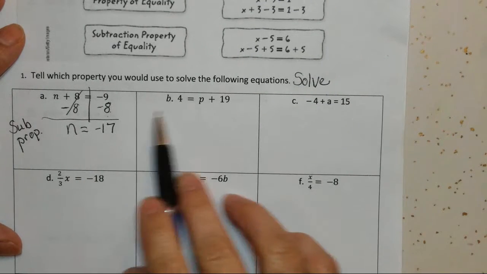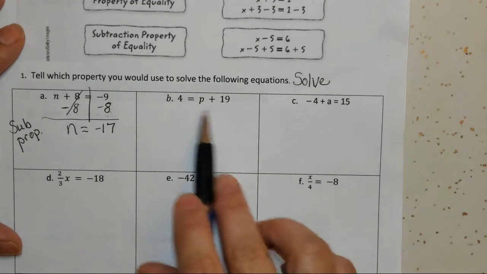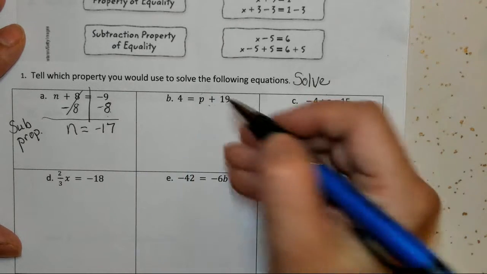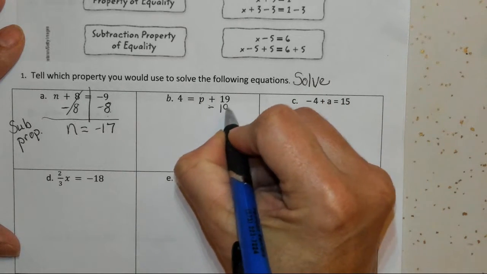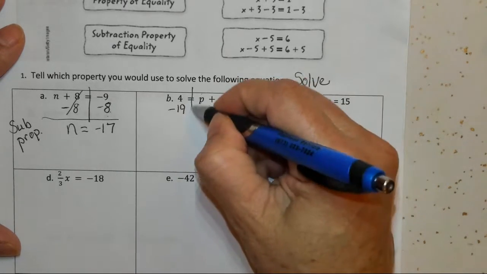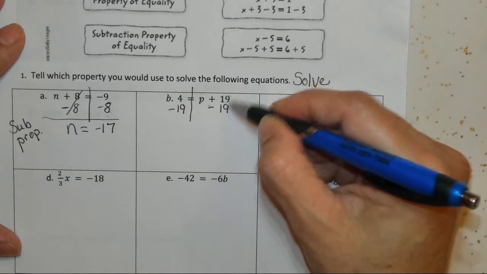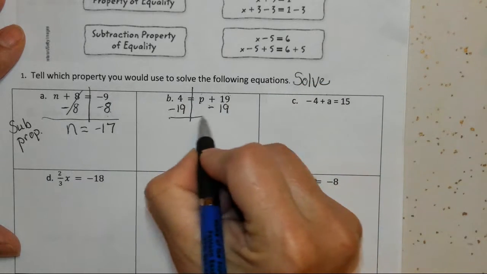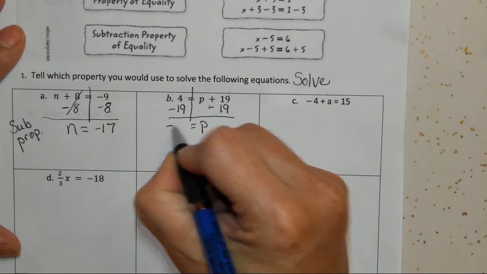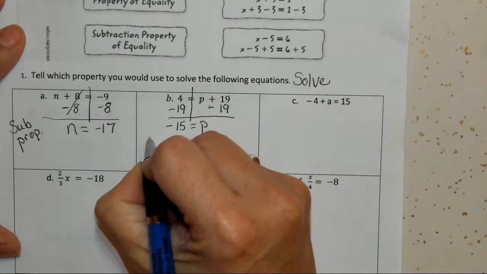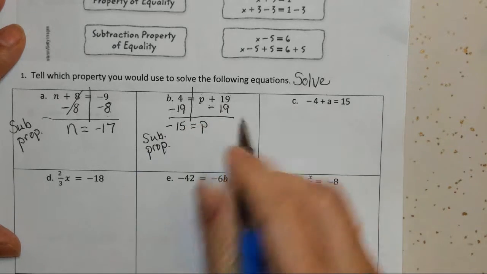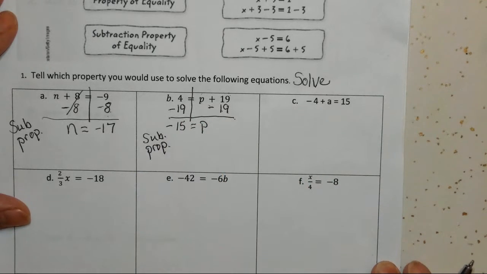Okay, this example, done the same way. I look at the side with the letter. I see that addition is the operation that is on the side with the letter, so I undo that addition or that positive number by subtracting it from both sides of the equal sign, and I get P is equal to negative 15. Again, that's the subtraction property because I subtracted the same thing from both sides.